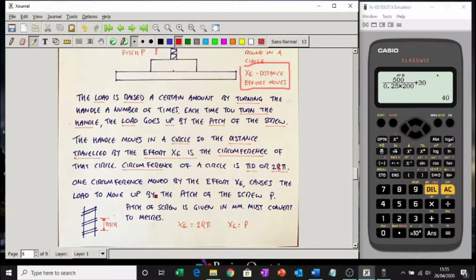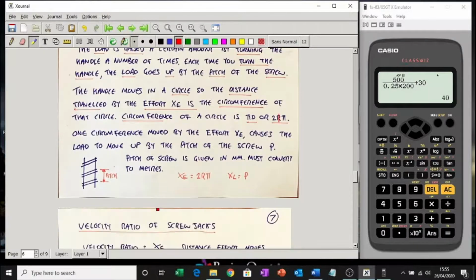It causes the load to move up by the pitch of the screw, which will be in millimeters. Don't forget, here's my screw, so there's the pitch. Every time I turn the handle, the load goes up by that amount. The pitch of the screw is given in millimeters, but we must convert into meters. This could be 8 mil, 2 mil, 3 mil, 4 mil, 5 mil. Every time we turn the handle, the load goes up by that much, or down by that much.